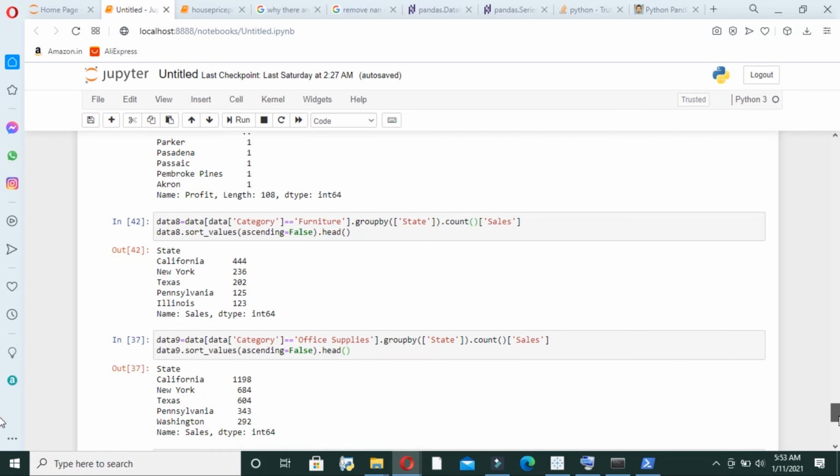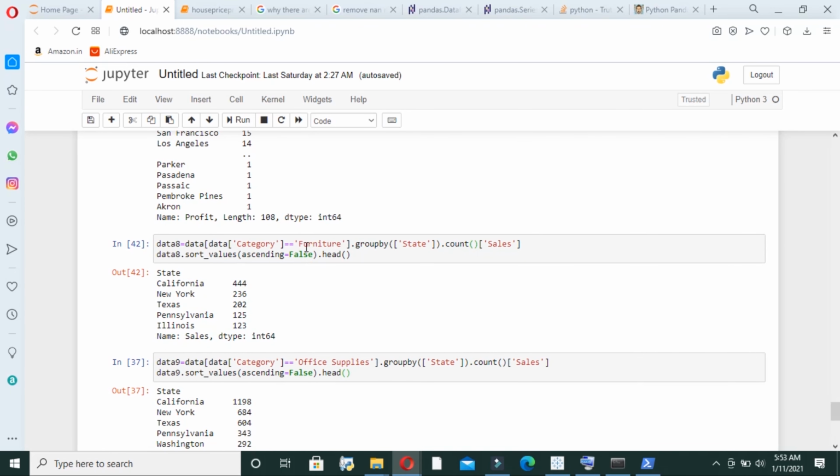After that, what I did was find the number of sales in various states in the category furniture. I found that California had the most sales in the furniture category with 444, then New York with 236, then Texas with 202, then Pennsylvania with 125, then Illinois with 123.